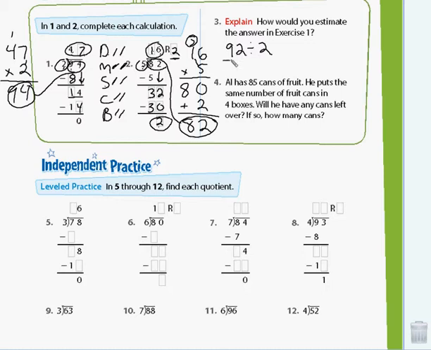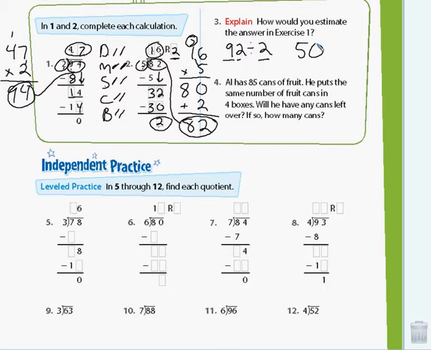Since we're just doing an estimate, I'm going to go ahead and underline the 9. And how many times will 2 go into 9? It'll go really close. It goes almost 5 times, and I have one more place value there. So I'm going to add that. So it goes into it about 50 times, and that's how we would estimate the answer.